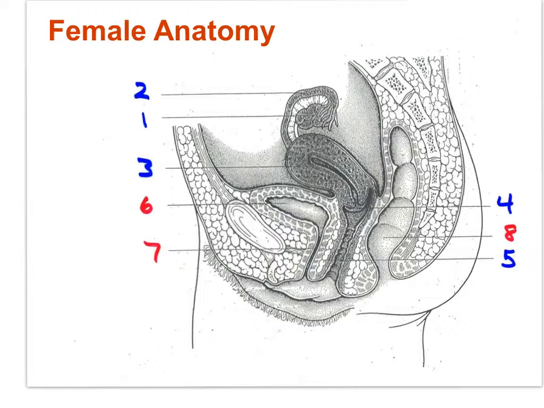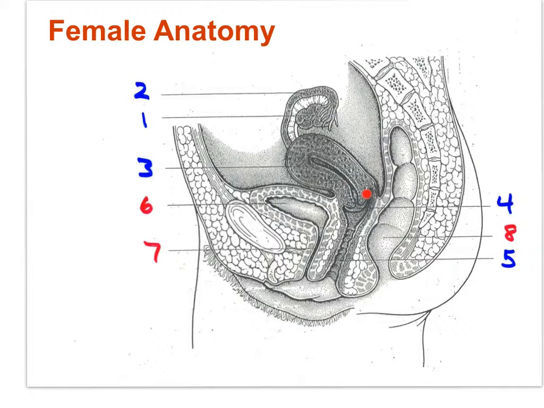I've color-coded in blue the structures directly related to reproduction. One is the ovary. Meiosis occurs here to produce and release an egg. Two is the oviduct. The oviduct moves the egg from the ovary to the uterus. Three is the uterus. Development of the embryo occurs along the wall of the uterus.